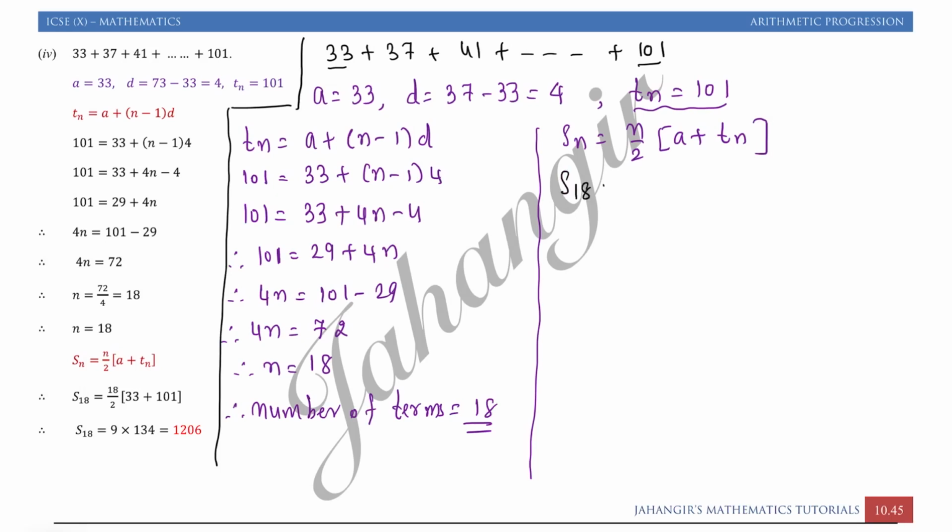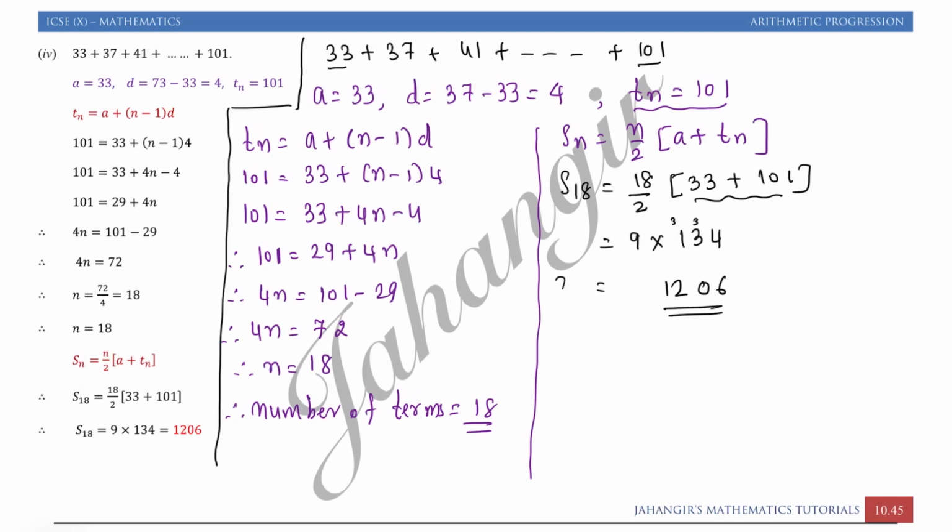Here I have to write S18 is equal to 18 by 2 into A, the first term, that is 33, plus Tn, the last term, that is 101. So 18 by 2 is 9 into, add both of them, you will get 134. 9 fours are 36, 9 threes are 27, 30, 9 ones are 9, 10, 11, 12. So the answer, S18, is 1206.